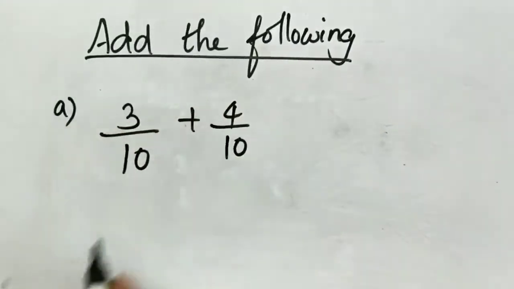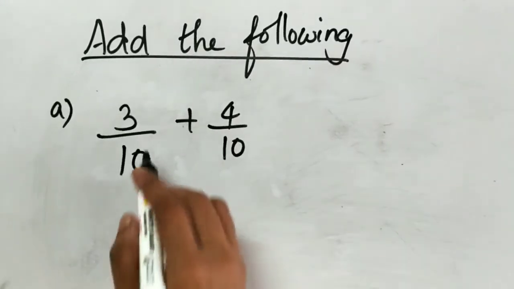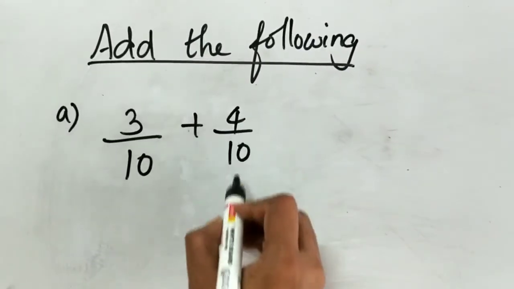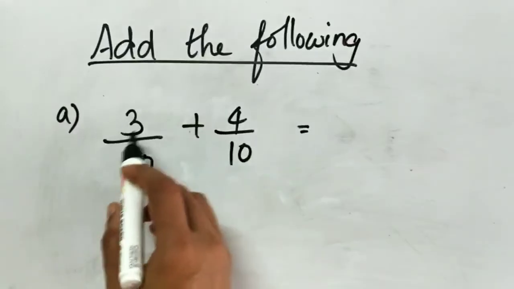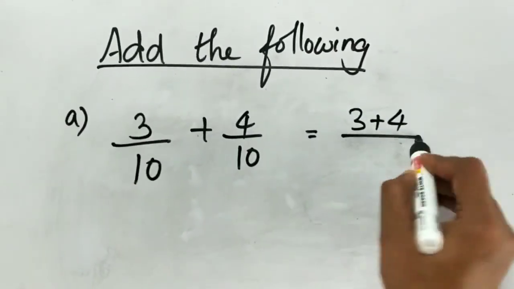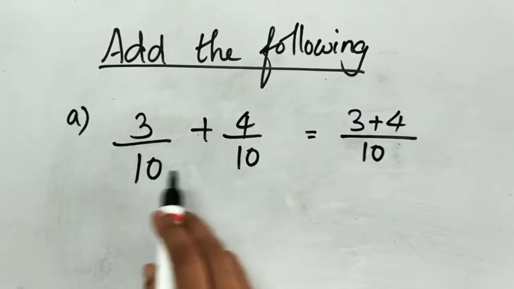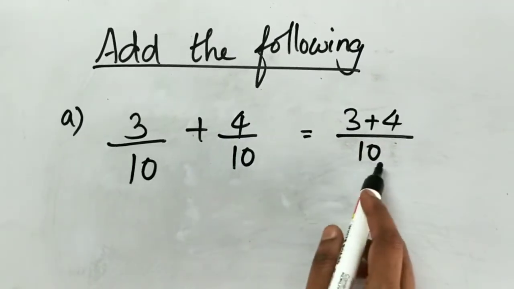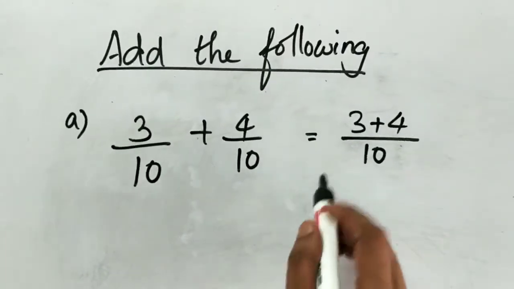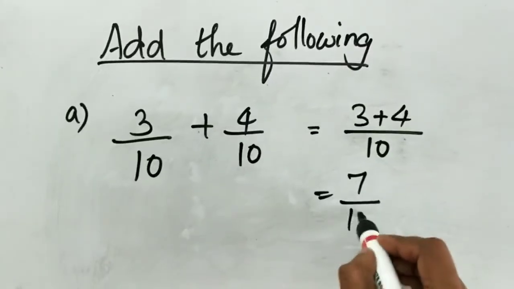Add the following. We have like fractions here. It is very easy to add like fractions. 3 by 10 plus 4 by 10. We need to add the numerators. 3 plus 4 by, then write the denominator. No need to add the denominator. Denominator is 10. We need to write only the denominator 10. 3 plus 4, 7 by 10.